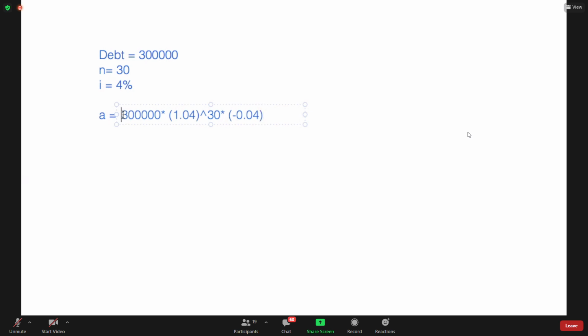And this entire scheme of numbers, actually I'm going to put in square brackets, has to be divided by 1 minus 1.04 to the power of 30. Pay attention, not the entire parentheses is to the power of 30, but only 1.04. That is it. Okay? Great. What do we obtain?